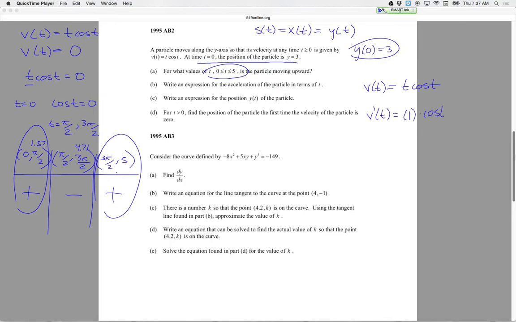Cosine t. All right, t times negative sine t. So you're going to end up with cosine t minus t sine t. There's your acceleration at any time.